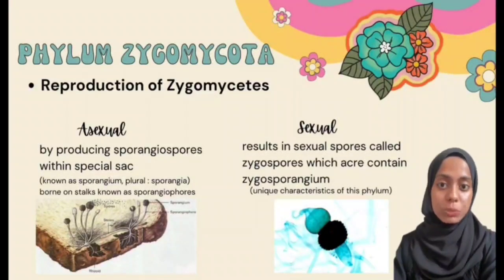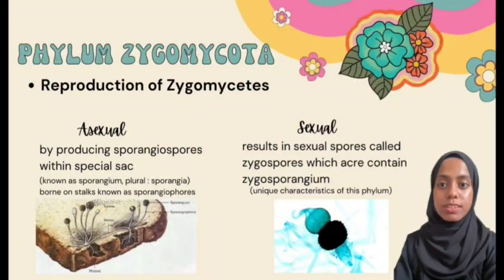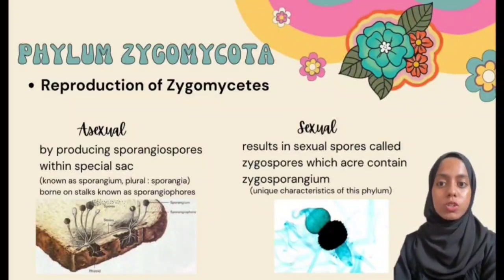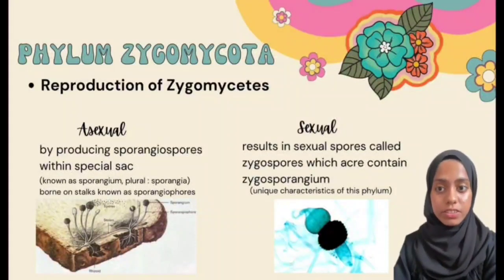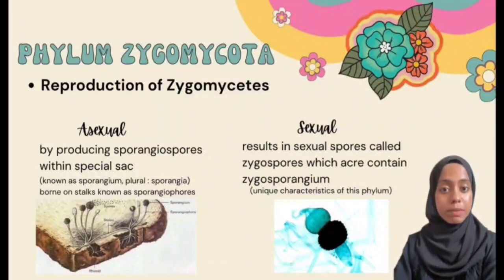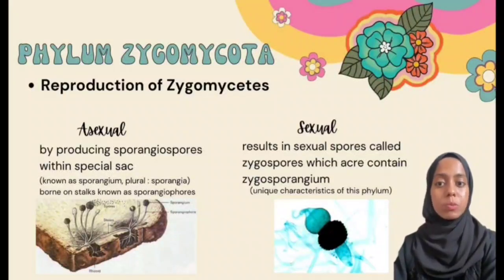For sexual reproduction, it results in sexual spores called zygospores, which are contained within the zygosporangium, which is a unique characteristic of this phylum. From the image, you can see the sporangiospores with sporangia at their tips germinate from the zygospore.